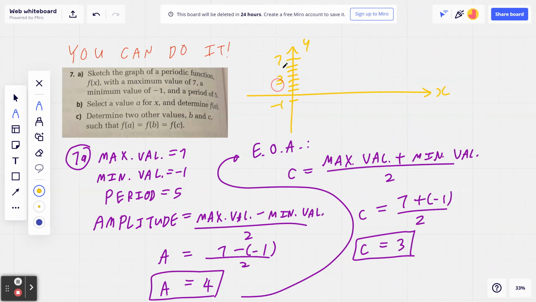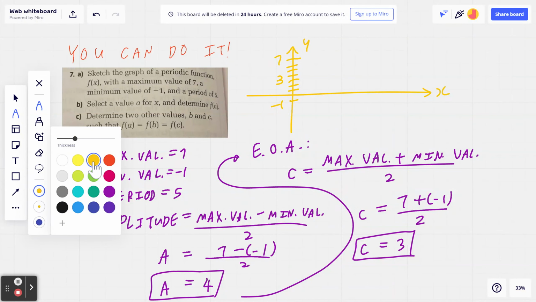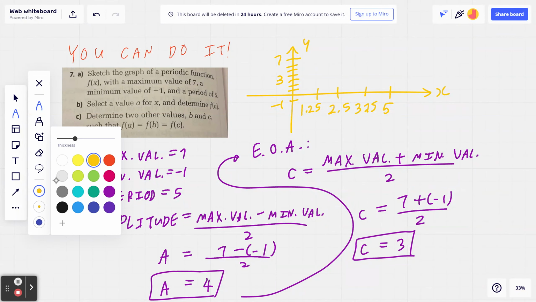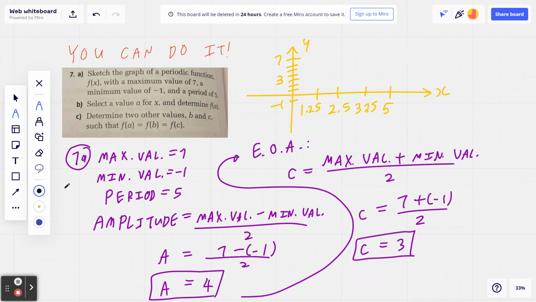Going to be there. And now the other scale I need to think about is the period, which is going to be 5. I can divide this into 4 parts. So 5 divided by 2, that's going to be 2.5. 2.5 divided by 2, that's going to be 1.25. And 2.5 plus 1.25 is going to be 3.75. So again, one more time, there are infinite many ways to graph this.